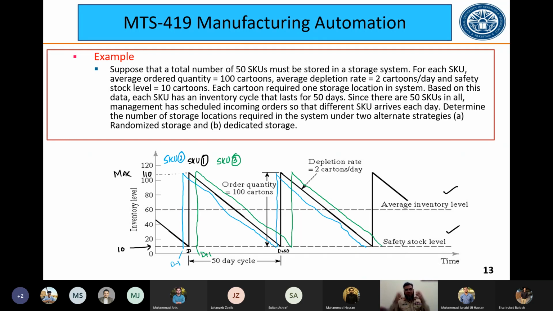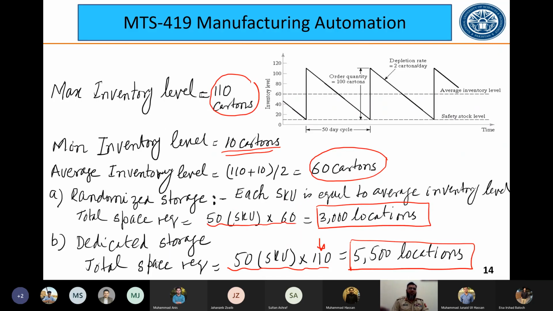अब ये डिमांड्स की तो हमें समझ आ गई। दिस इज द स्ट्रेटजी व्हिच द मैनेजमेंट हैज मेड। सो नाउ वी नीड टू सी दैट हाउ मच स्टोरेज capacity we would require if we go with the random storage or we go with the dedicated storage. So let us see here. So the maximum inventory level is 110. We know this. Okay. The minimum is 10. The average is 60 cartons.